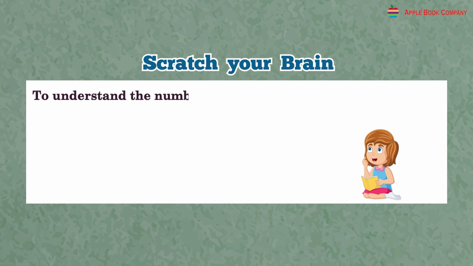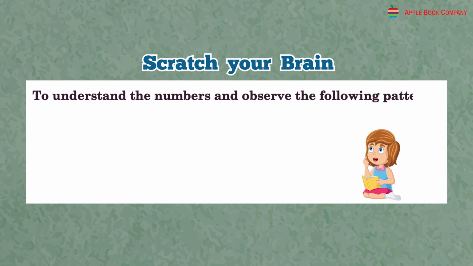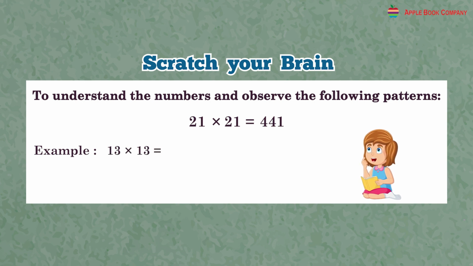It's time to scratch your brain to understand the numbers and observe the following patterns. 12 multiplied by 12 is equal to 144. But if the digits are reversed, the product is also reversed. 21 multiplied by 21 is equal to 441. Examples, 13 multiplied by 13 is equal to 169. But 31 multiplied by 31 is equal to 961.